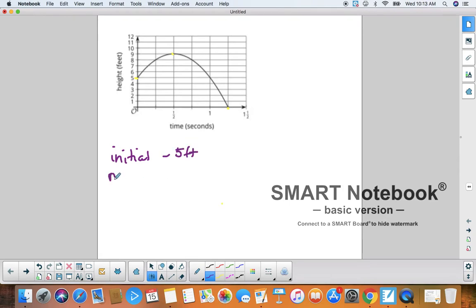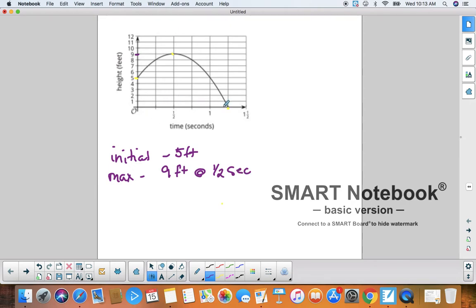The maximum height, and we're saying maximum because the rock goes up and then comes back down, so this vertex is a maximum. The maximum height, if we follow this across, is here at 9 feet. So the rock reaches a maximum height of 9 feet. We can even figure out when that happens. If we look down the graph, it lines up with this 1/2 second. So it reaches 9 feet at 1/2 of a second.